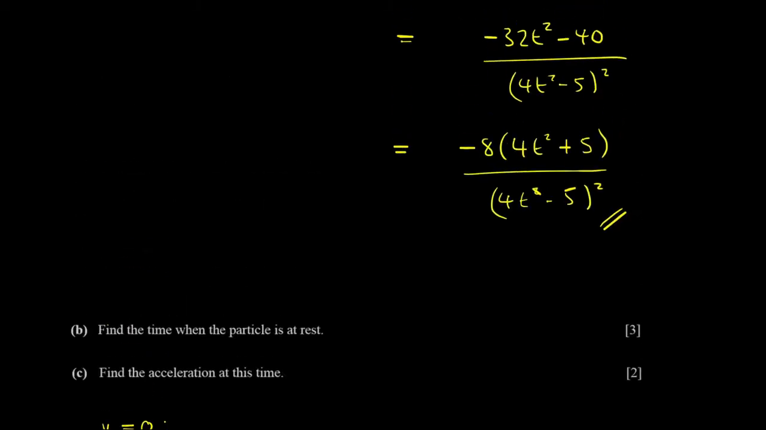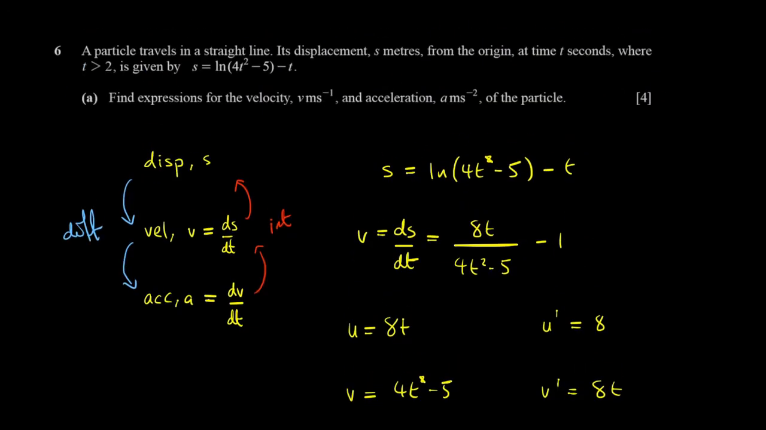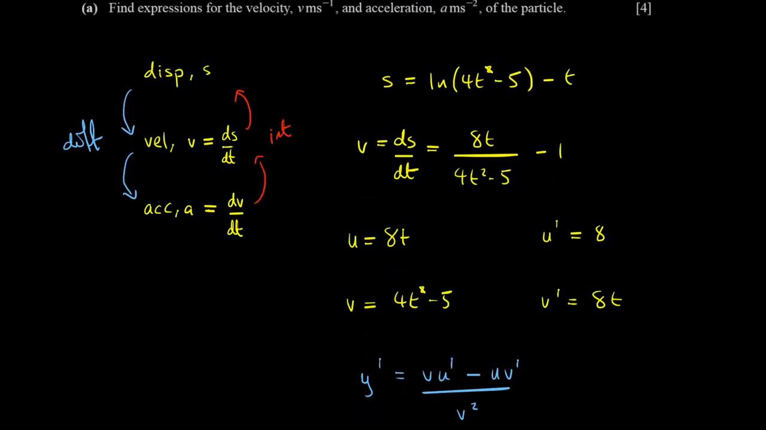Okay, so we're in the next part of this question, which I think I'll do parts B and C together. Want to find the time when the particle is at rest. Well, what is rest? Rest is when the velocity is equal to 0. So we want to take our formula for the velocity, which was up here somewhere. So 8t upon 4t squared minus 5 minus 1. I'm going to set that equal to 0.